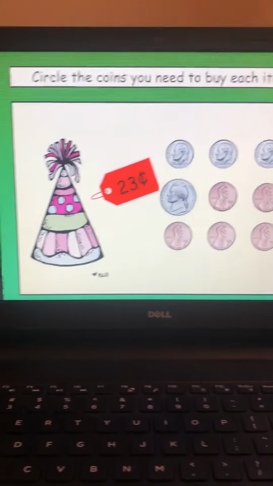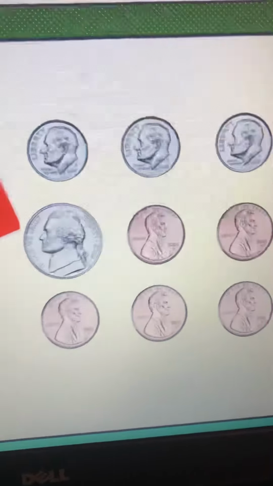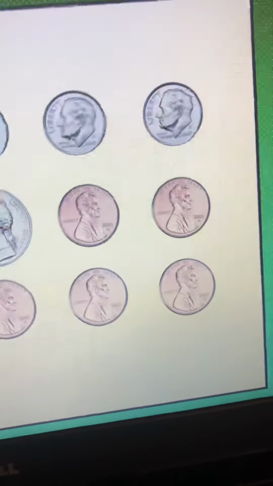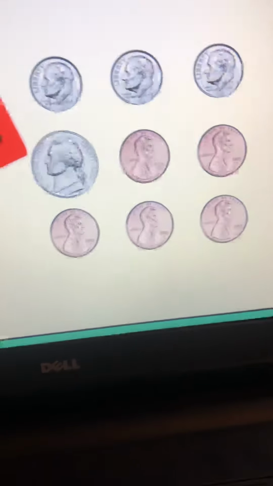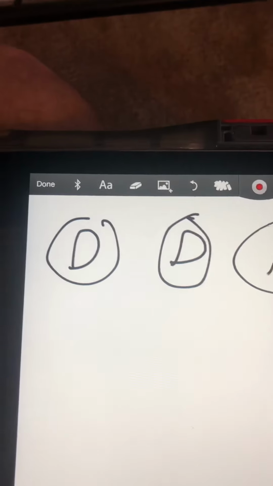All right, let's look at the next one. So this little party hat is 23 cents. And this one's a little different because you'll see we're not just dealing with nickels and pennies anymore. We're adding some dimes up top here. So let's draw that on the Show Me app. 23 is our goal, what we're trying to get to. Up top we have 3 dimes. I'm gonna write D for dime. Below it, we have a nickel.